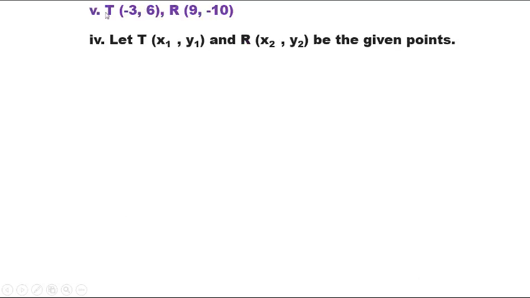The fifth one is T and R. The coordinates of T are (-3, 6) and of R are (9, -10). So this is x1, this is y1, this is x2, this is y2.